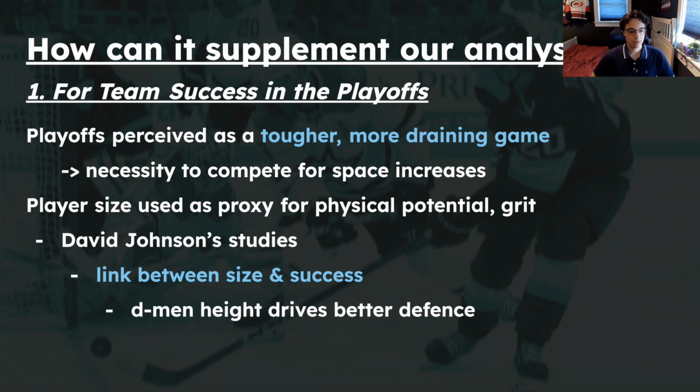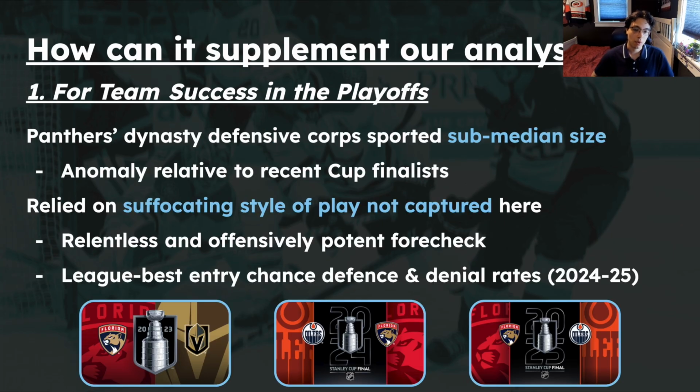So the playoffs and games in the postseason are just perceived to be a much more physically draining game, right? And player size has been used as a sort of proxy for physical potential for a team and their grittiness. And David Johnson's studies over the past few years have shown that there is an actual link between player size and team success in the playoffs, specifically with taller defensemen driving better defensive results. However, when we look at the Panthers' dynasty over the last few years, their defensive core, even after adding Seth Jones, who's above the league average in height, this D-core of the Panthers have had a below average size on defense. And that's a decent anomaly when you compare it to recent Cup finalists in Johnson's study.